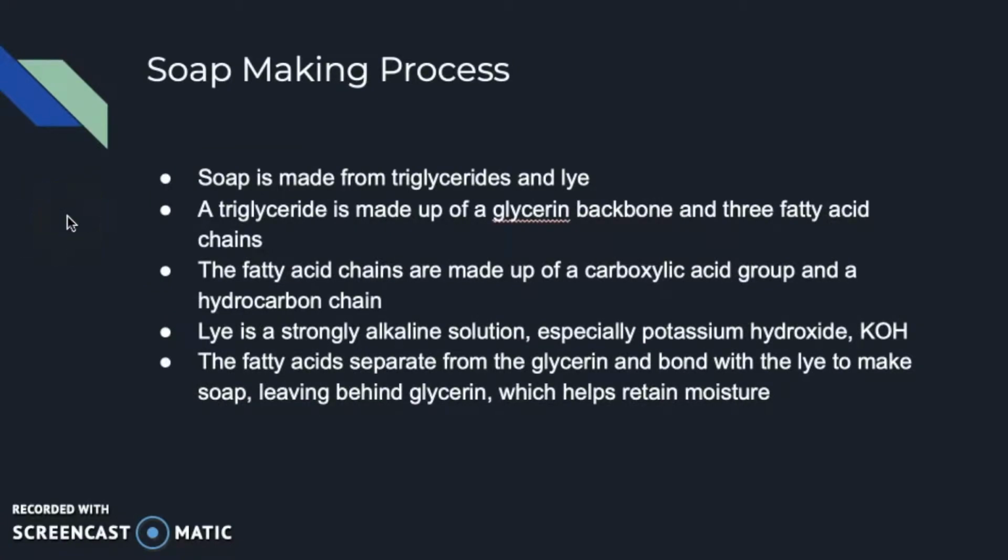Okay. So for the soap making process, soap is made from triglycerides and lye. A triglyceride is made up of a glycerin backbone and it has three fatty acid chains, kind of making an E shape. The fatty acid chains are made up of a carboxylic acid group and a hydrocarbon chain.